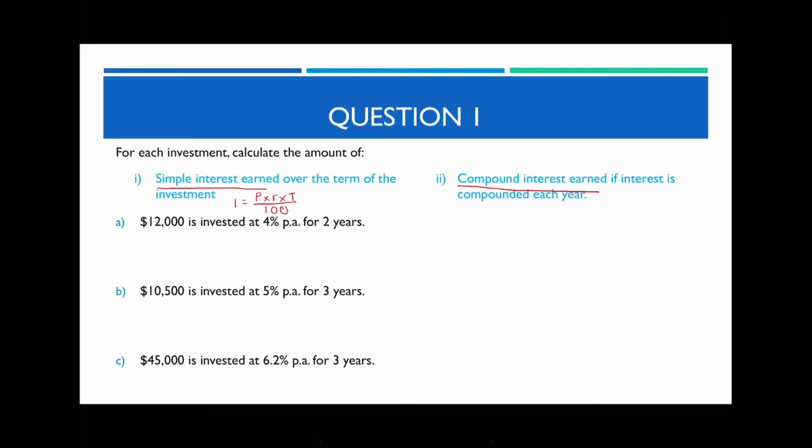In this case, for the first question, part A, I'm going to go 12,000 times 4. Notice that I haven't actually converted this percentage to a decimal. I just leave the number as a whole. 4 times 2, which is the number of years, all divided by 100. If I put this into the calculator, you're going to get an answer of $960.